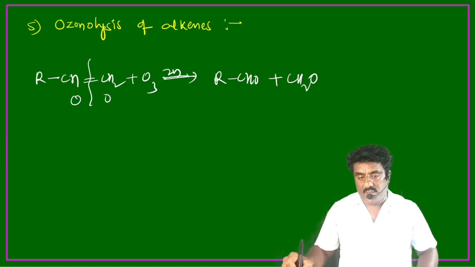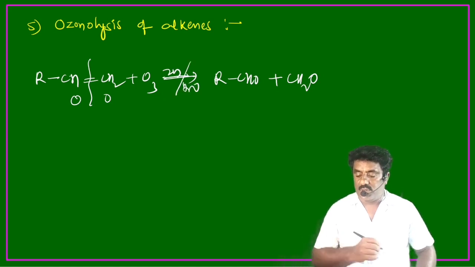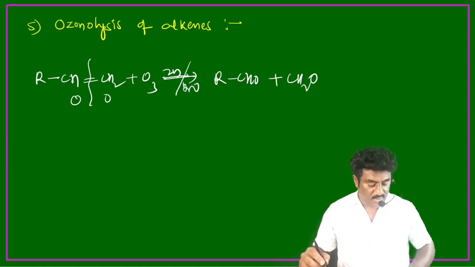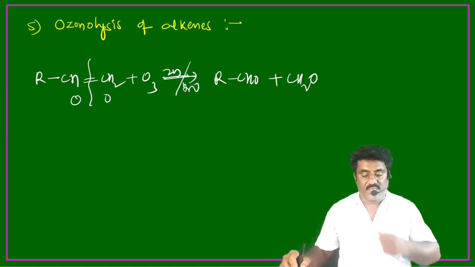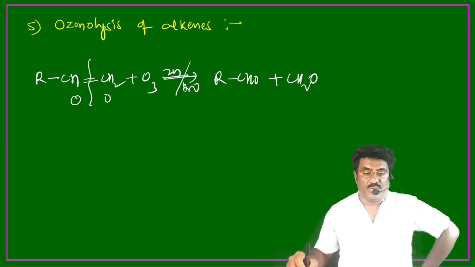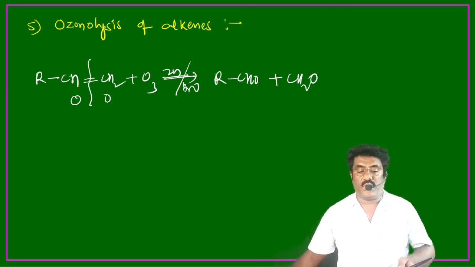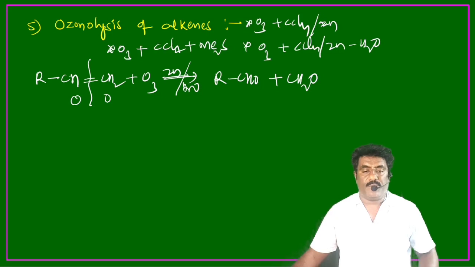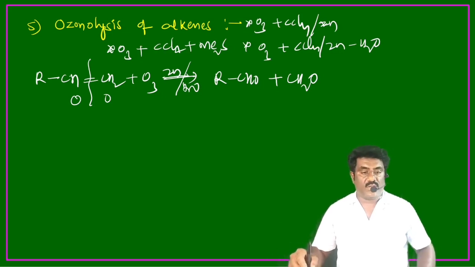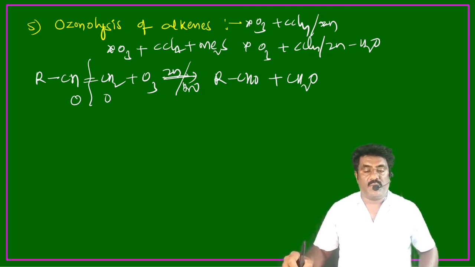Zinc and water. What are the ozonolysis reagents? Ozone with zinc in water. Next, see, what is the reagent? Ozone, carbon tetrachloride, zinc and water; or ozone, carbon tetrachloride, dimethyl sulfide.